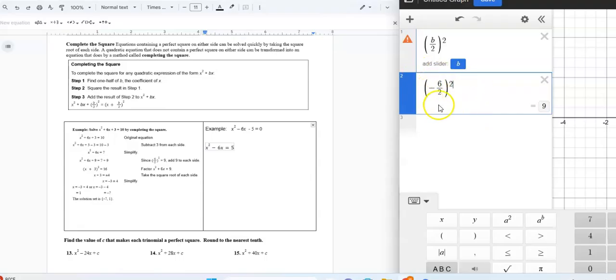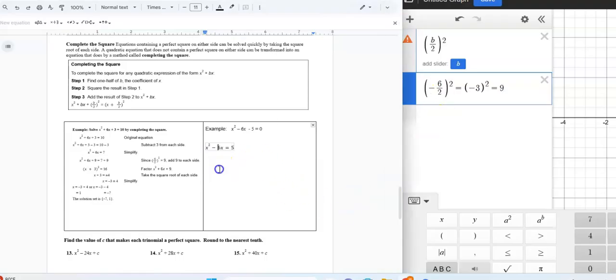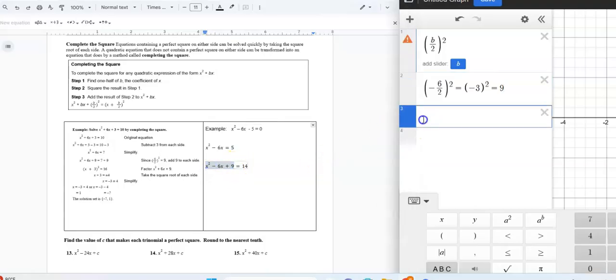Because this turns into negative 3, and negative 3 squared is 9, I'd be adding 9 to both sides. So that is x squared minus 6x plus 9 equals 5 plus 9, which is 14. Now this is a perfect square trinomial, because the factors of 9 that add up to negative 6 are negative 3 and negative 3. So that would be x minus 3 times x minus 3.